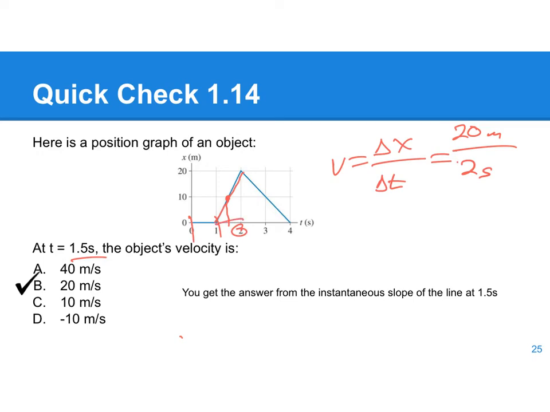Well, my run is only 1 second, okay? So my velocity is 20 meters per second.